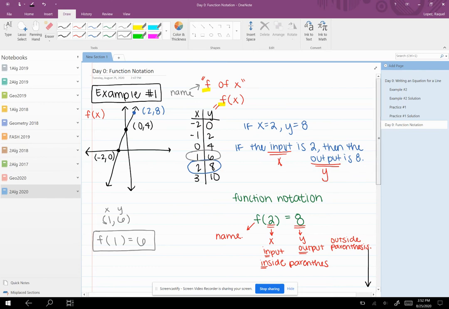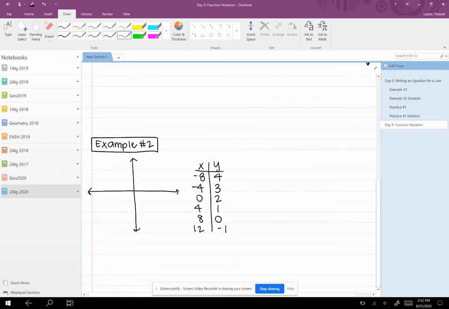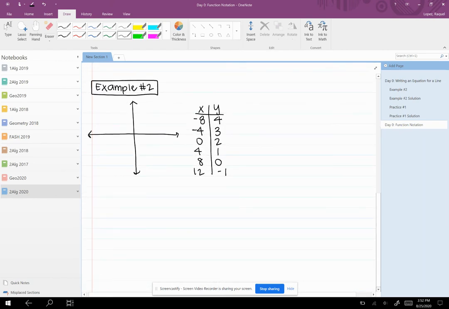Okay, let's look at another example. Let's look at example 2. Again, go ahead, hit pause, and copy down that table. I'm going to make a sketch of this graph. Let me pick the point 0, 2 and put that on there. And let's put -4, 3. Whoops. Make that a little better. There we go. It doesn't have to be perfect, guys. It's just a sketch.